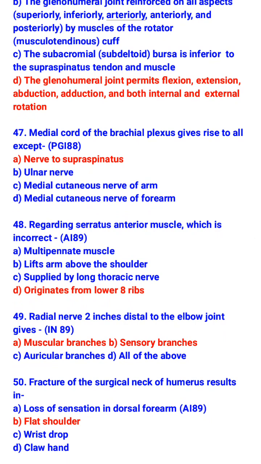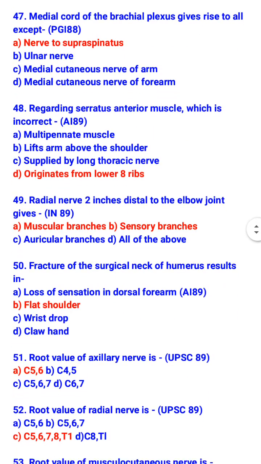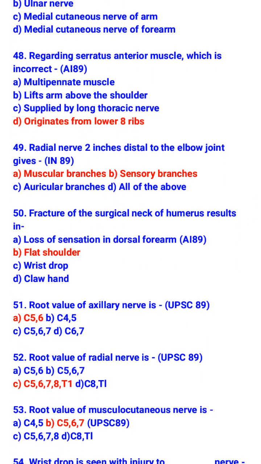Regarding serratus anterior muscle, which is incorrect? Originate from lower right rib is incorrect. What is correct is that it is a multipennate muscle, lifts arm above the shoulder, and it is supplied by long thoracic nerve. Radial nerve 2 inches distal to the elbow joint gives muscular branches and sensory branches.